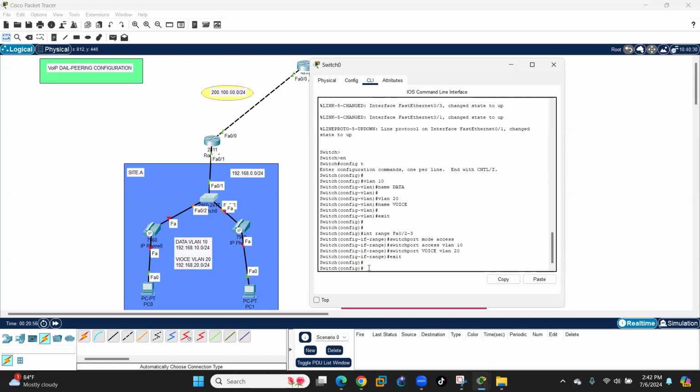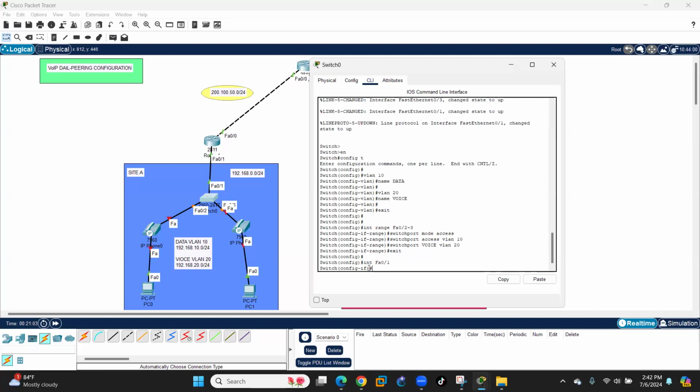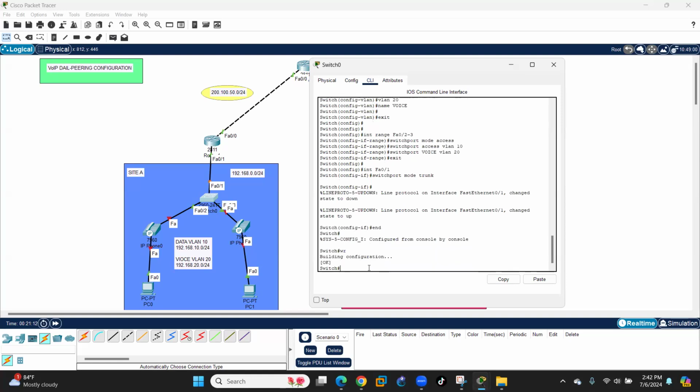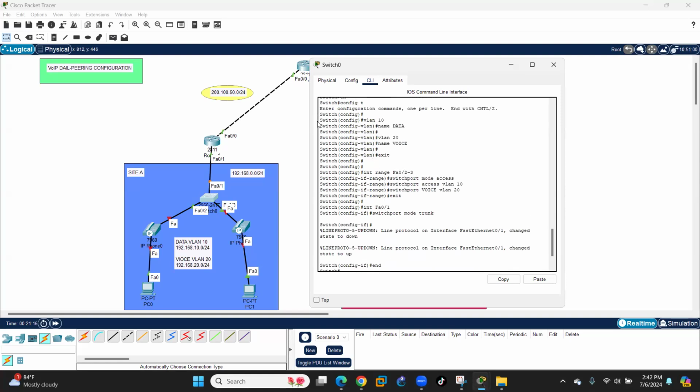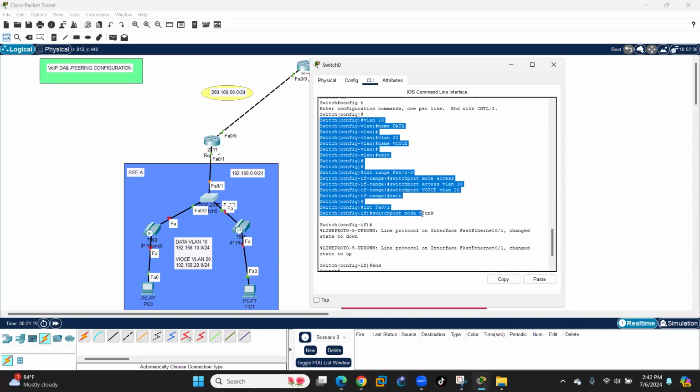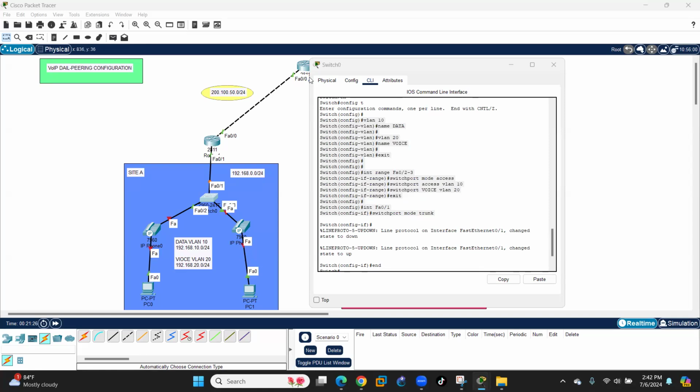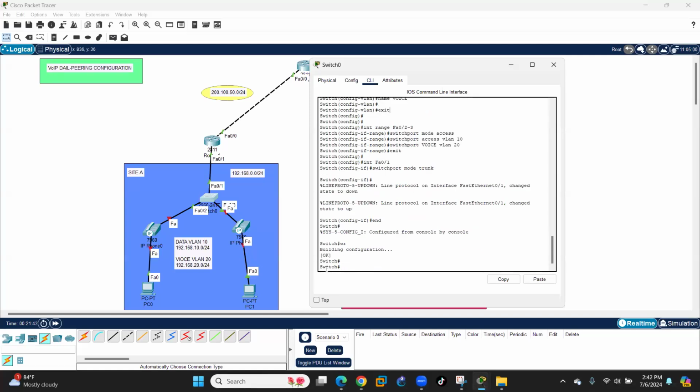Then I'll do my trunk interface, FA0/1, switchport mode trunk, and write memory. So I've made my configuration on the switch.